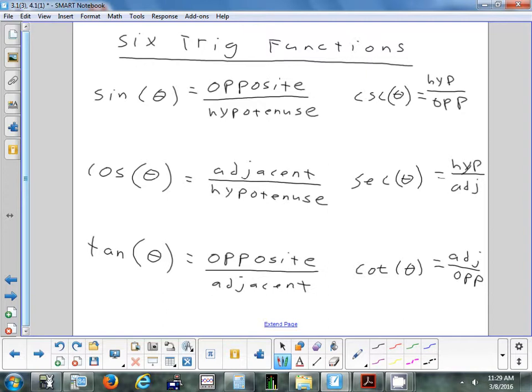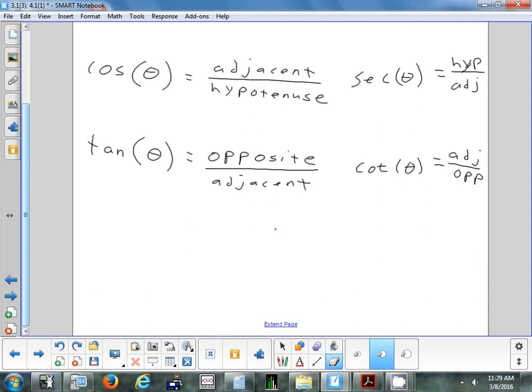Does everybody have those six definitions? Really, if you're trying to memorize them, you only need the 3 on the left, and then the 3 on the right are just flipped. And there is a way to try to remember the 3 on the left. Does anybody know? Yeah? SOH CAH TOA, good.